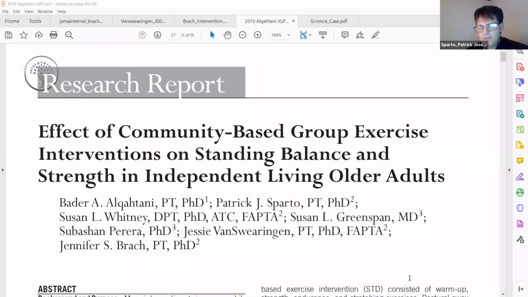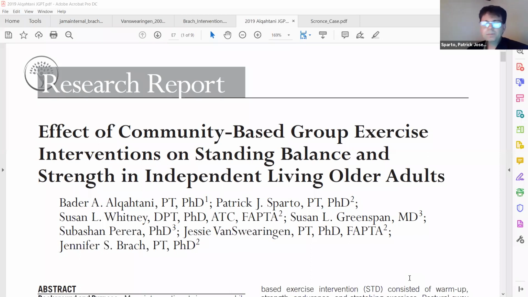Before I begin presenting the article, I'd like to acknowledge all of the co-authors who worked really hard on this research. The first person to acknowledge is the primary author on the study, Badr Al-Qahtani, who was our PhD student at Pitt, who performed the work in this study. After myself is Professor Susan Whitney, who I'm sure you all know, who was very instrumental in the study design and in guiding the research in this area.